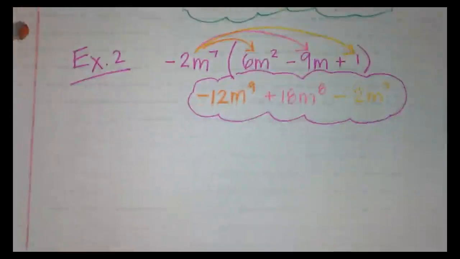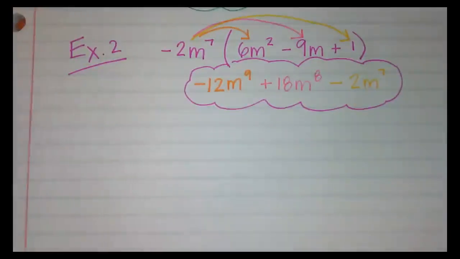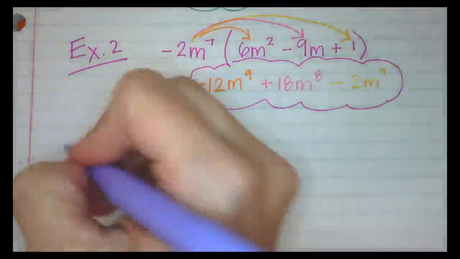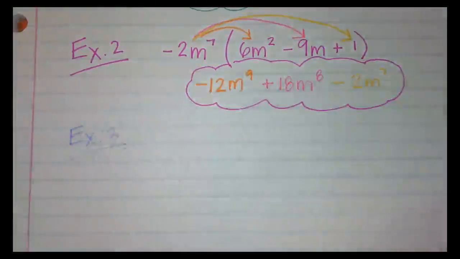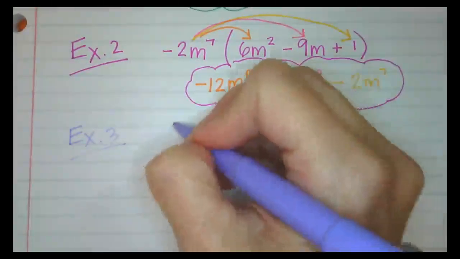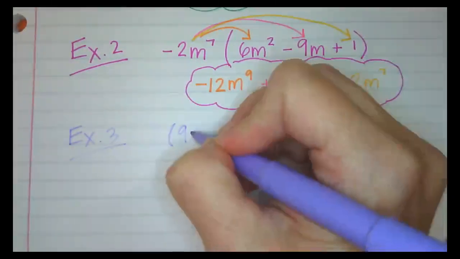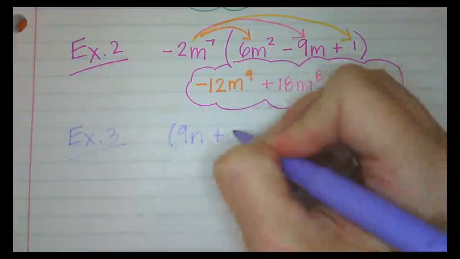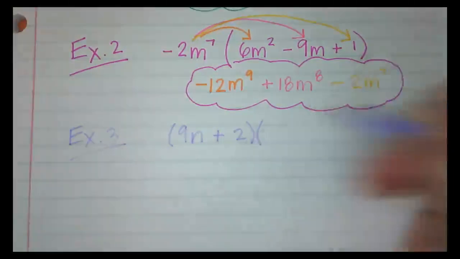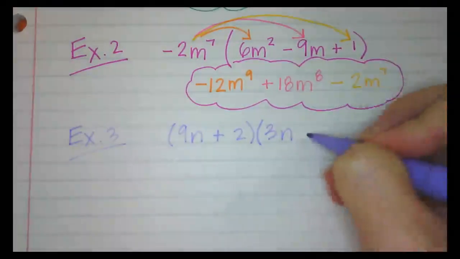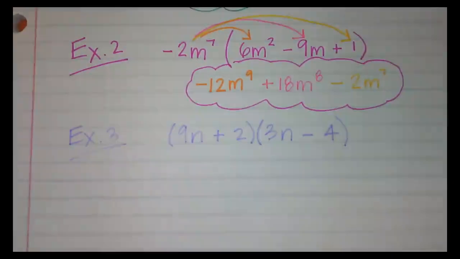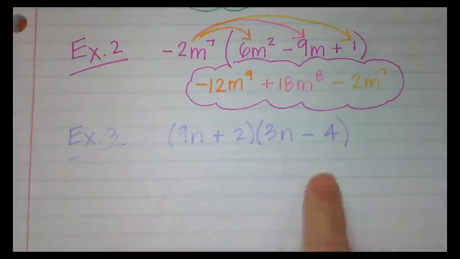All right, for example 3, I want for us to multiply two binomials together. So, example 3. Let's do 9n plus 2 multiplied by 3n minus 4. So this is a binomial multiplied to a binomial.